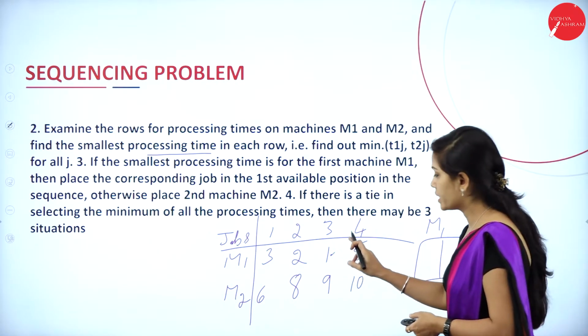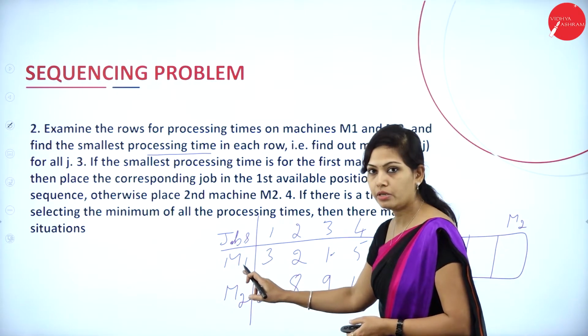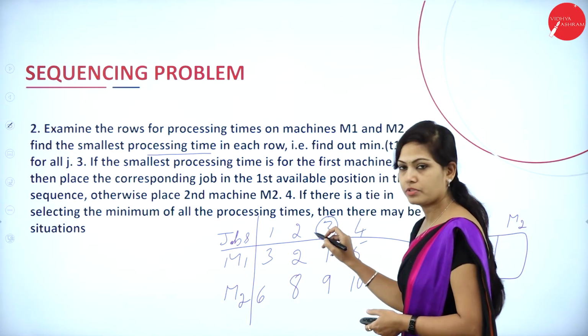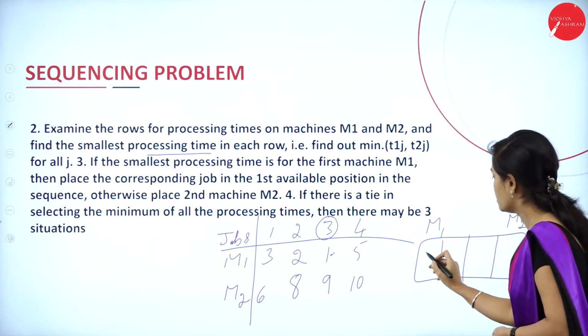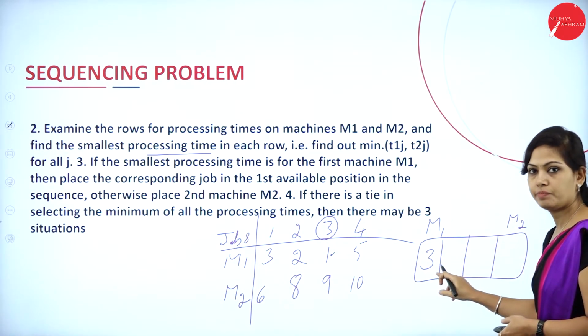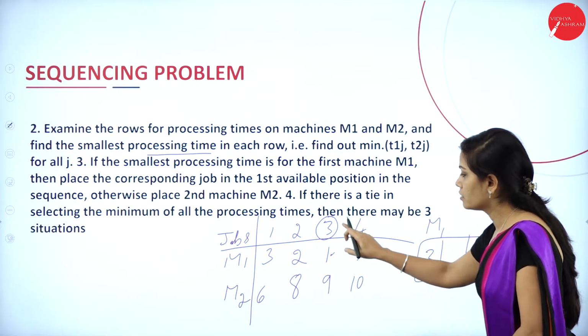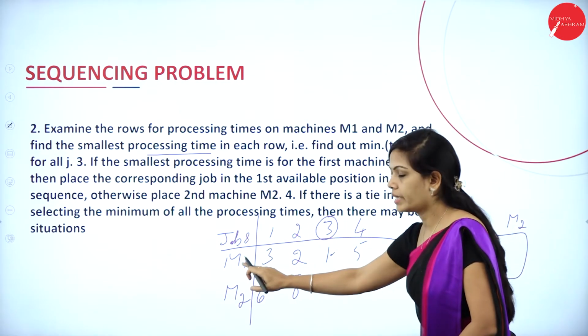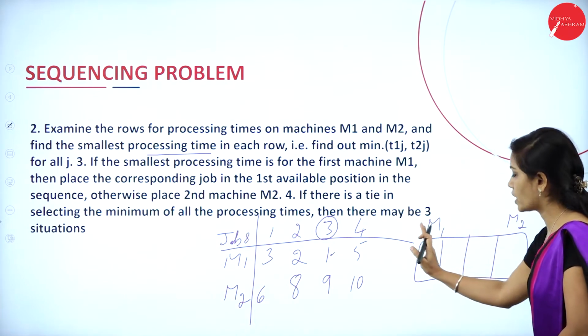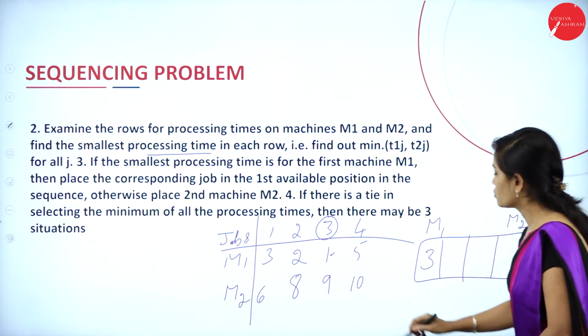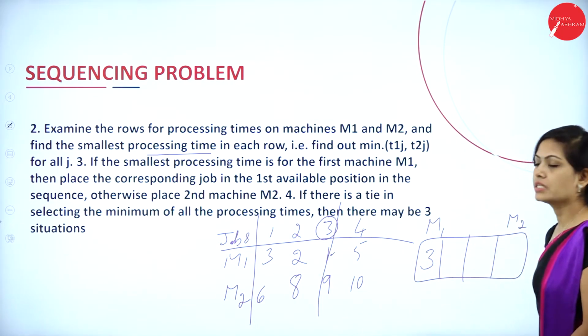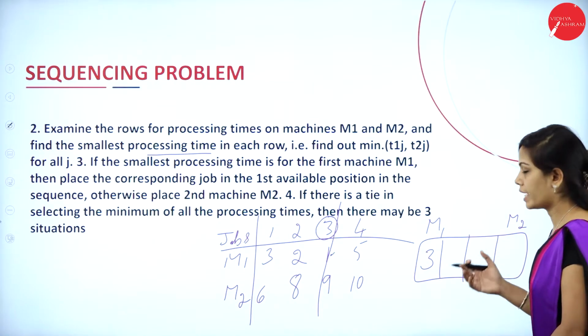So here, the least value is 1. It comes under machine M1 and the third job. So I will write the job name, it is 3. The least value comes under job 3, machine M1. Machine M1 means you have to start from this side. Clear? So now I will cancel this.